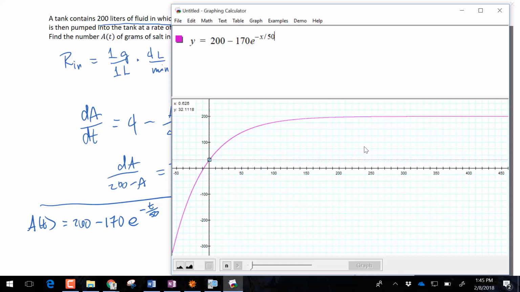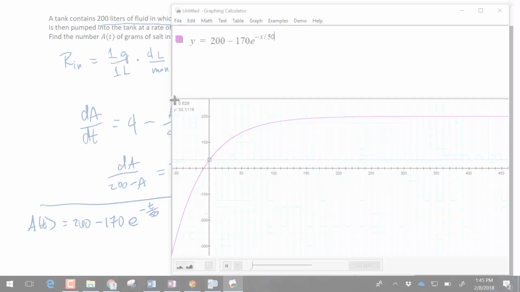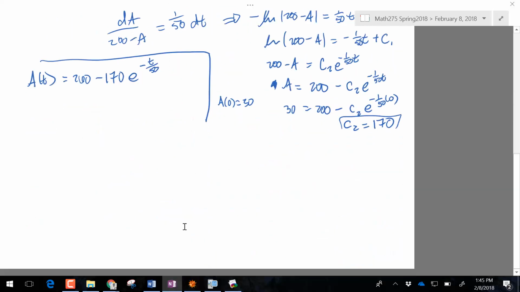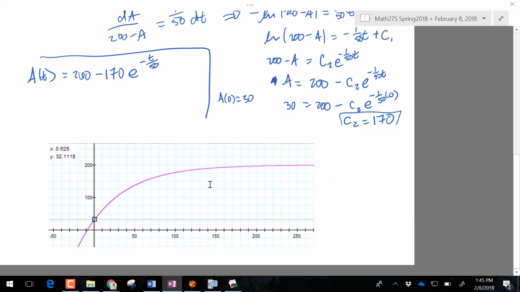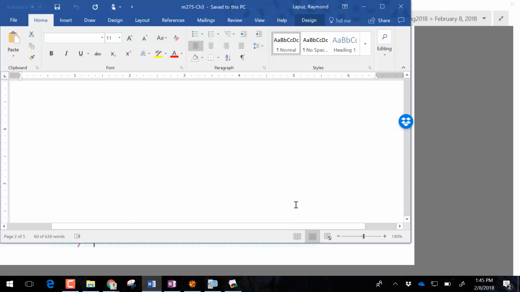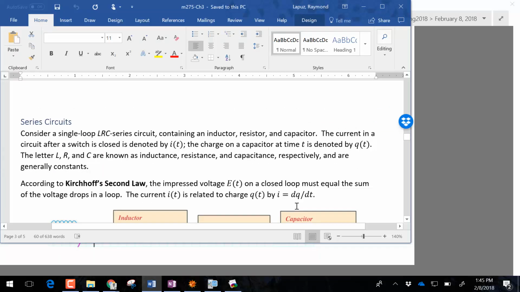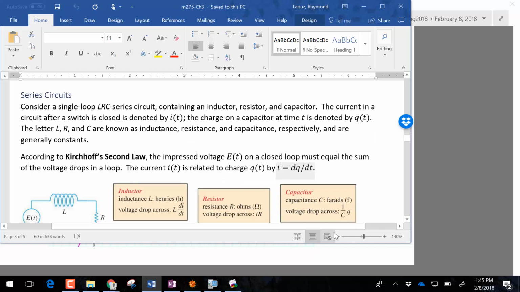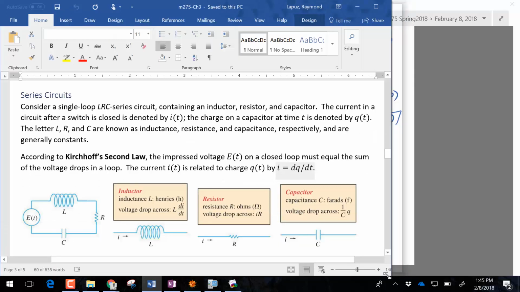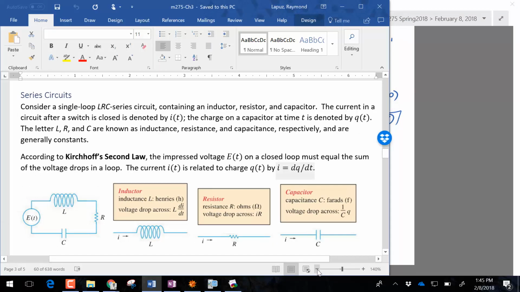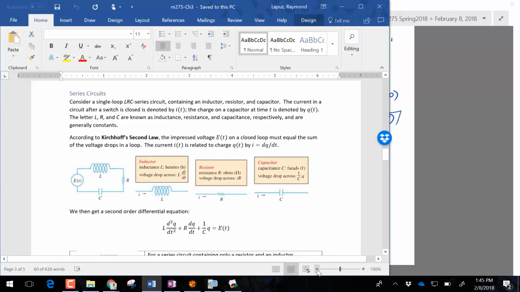Should we take a picture? Let's take a picture in our notes. All right, what's next? Ooh. Oh, yeah. All right, let's do some circuits.